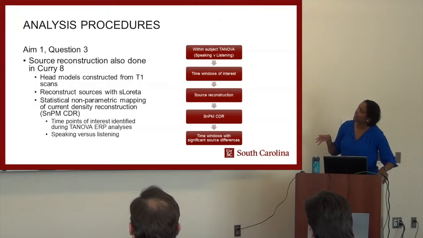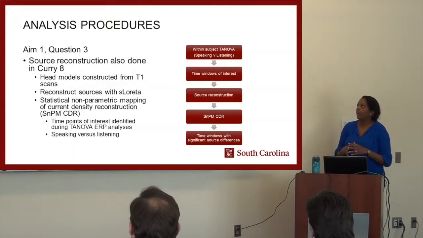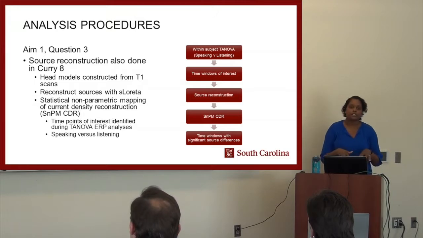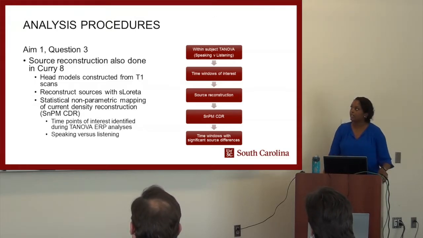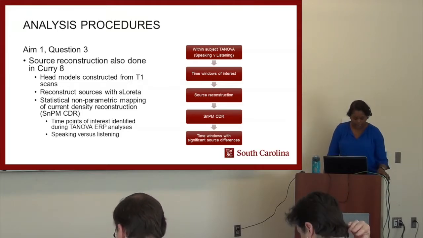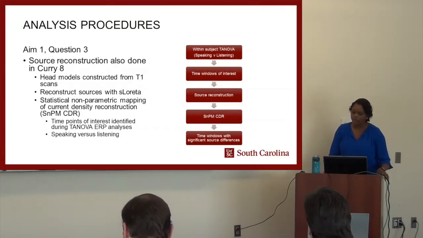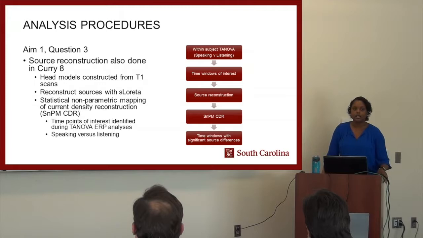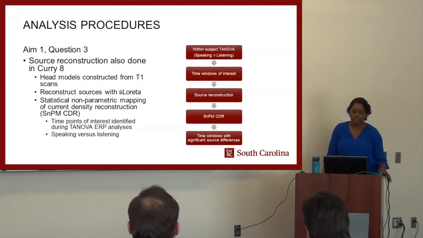So on the right is sort of a flow chart of what we did. So the source analysis requires a lot of time and data and energy, so we wanted to narrow down the time windows that we examined for that analysis. And so first we did a within subject TANOVA. So we were just looking at differences between speaking and listening conditions for an individual. And we use that contrast in order to isolate sources potentially related to correction of the error, because they would be detected in both conditions.